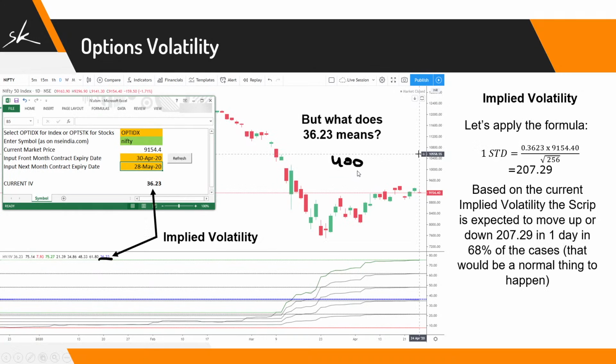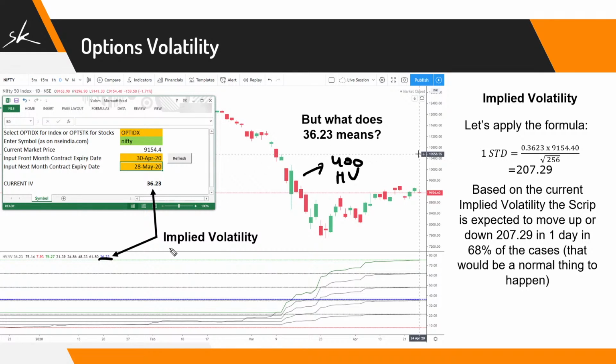So let's make it 400 as an example. Based on what has happened in the past, which is your HV, the historical volatility, it can move around 400 rupees. I won't say it can move, it has been moving 400 rupees. That is what the historical volatility is telling me.